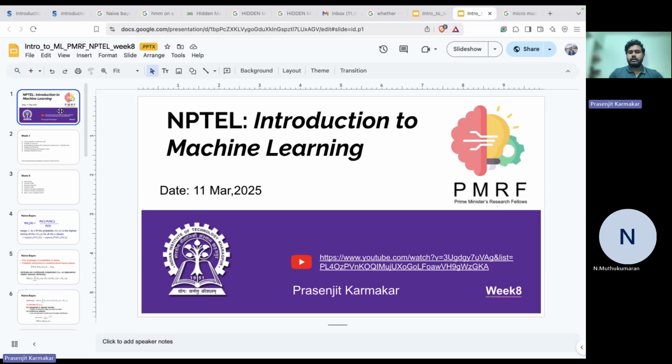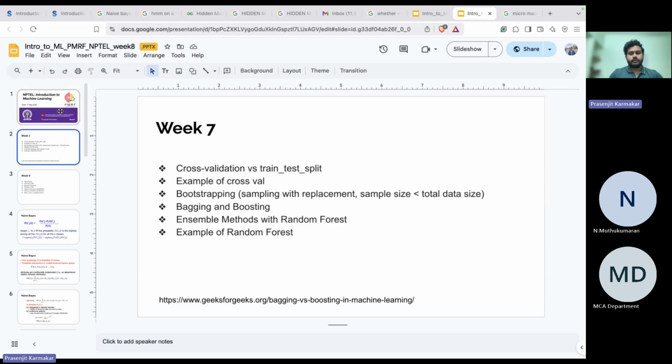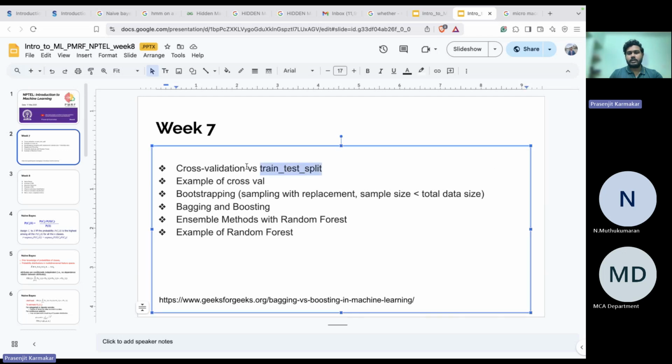Sure. So today we'll be covering... let's just touch upon what we covered last week. We covered validation, how cross validation works in practice, and how it is different from train-test split, and did some examples on cross validation. Later on, we also understood the theory of bootstrapping, how bagging and boosting work, and did some hands-on with random forests and voting classifiers.